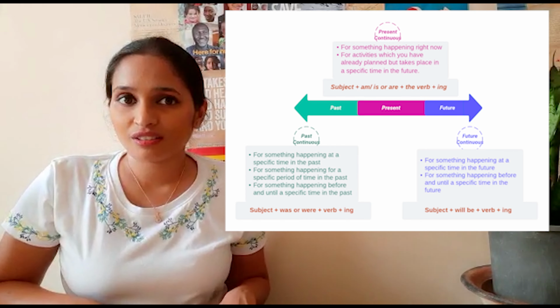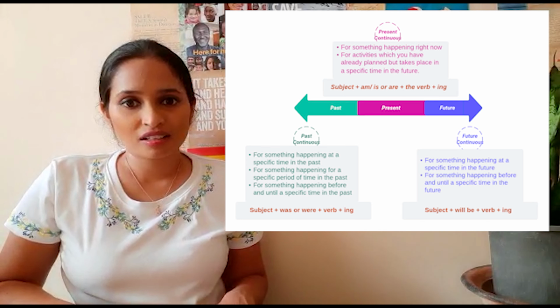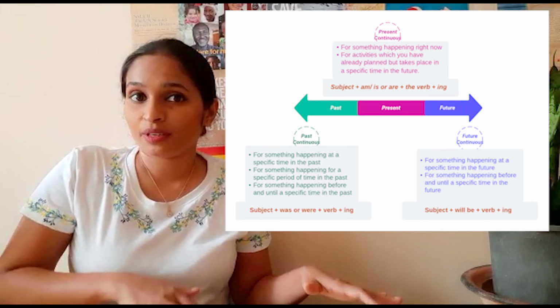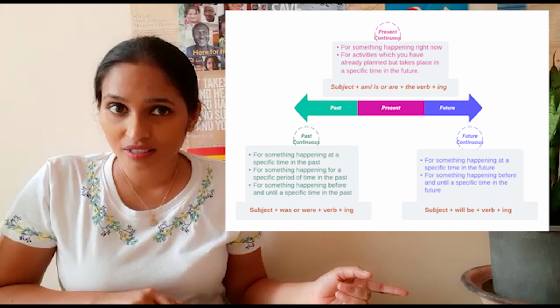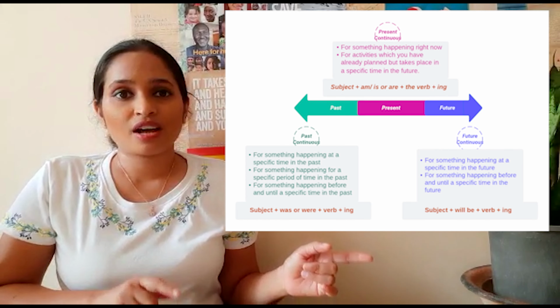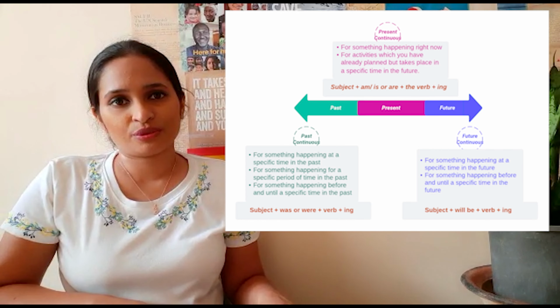We use the future continuous tense to talk about activities that will be happening at a specific time in the future and also until a specific time in the future. You will realize that learning the tenses by aspects is far easier than learning the tenses by the time, the present, the past, and the future.